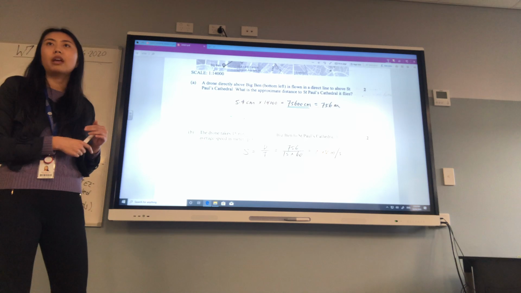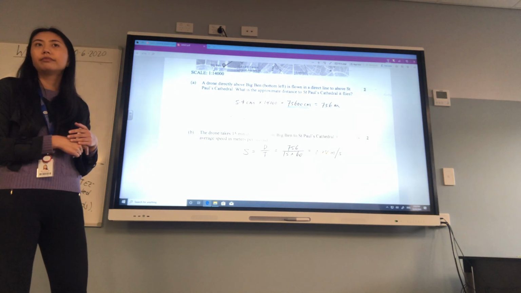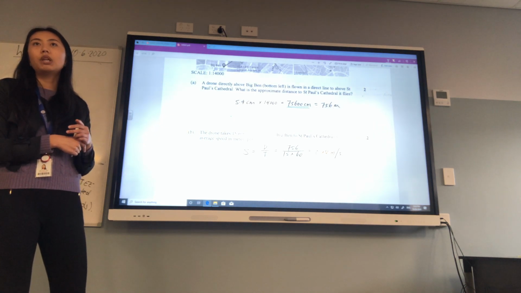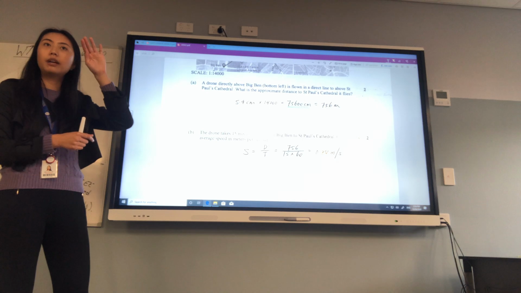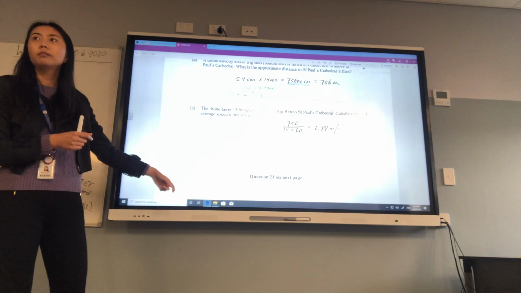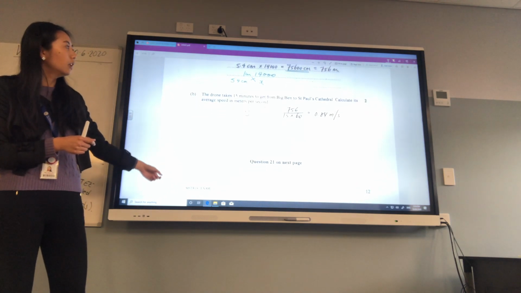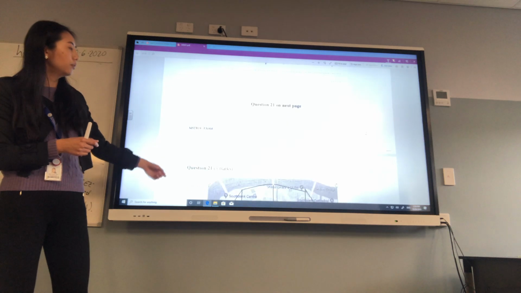Does anyone still not know how to use the triangle? The DST triangle? Whatever you're trying to find, you cover it up, right? And then you will get the equation straight away. Is S on the top? Huh? D is on the top. Okay, so there should be 0.84.